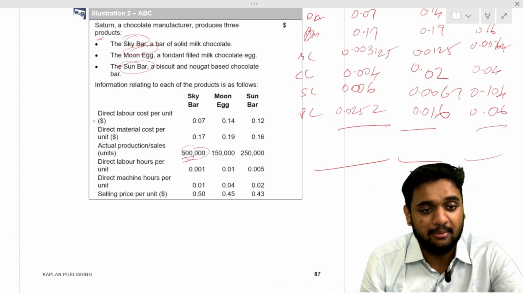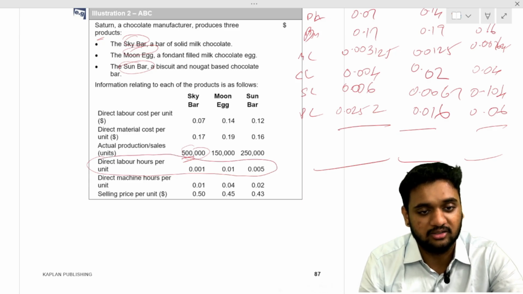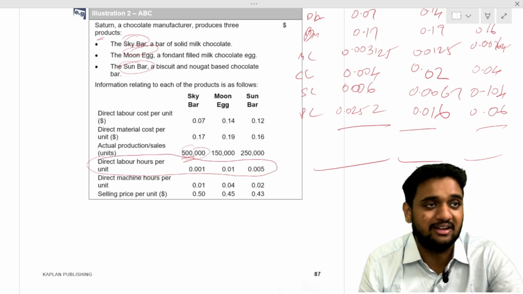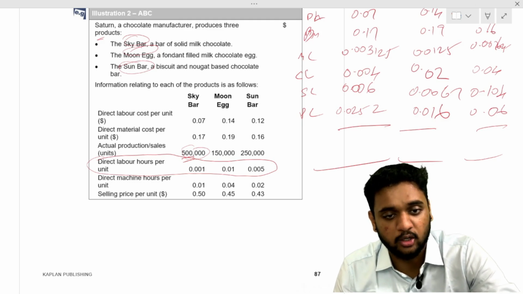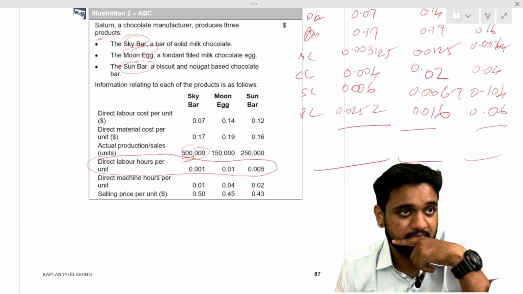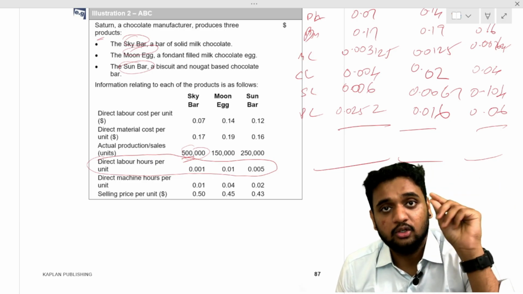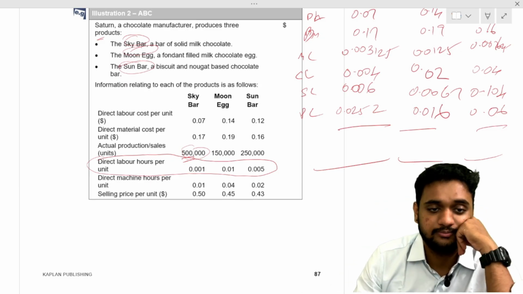Come above. They have given the direct labor hours per unit. With that, multiply by the number of units and find out the total labor hours. 0.001 into 5 lakhs plus 0.01 into 1,50,000 plus 0.005 into 2,50,000. Find out the total labor hours. Divide the total 80,000 rupees by the total labor hours, how much will you get?